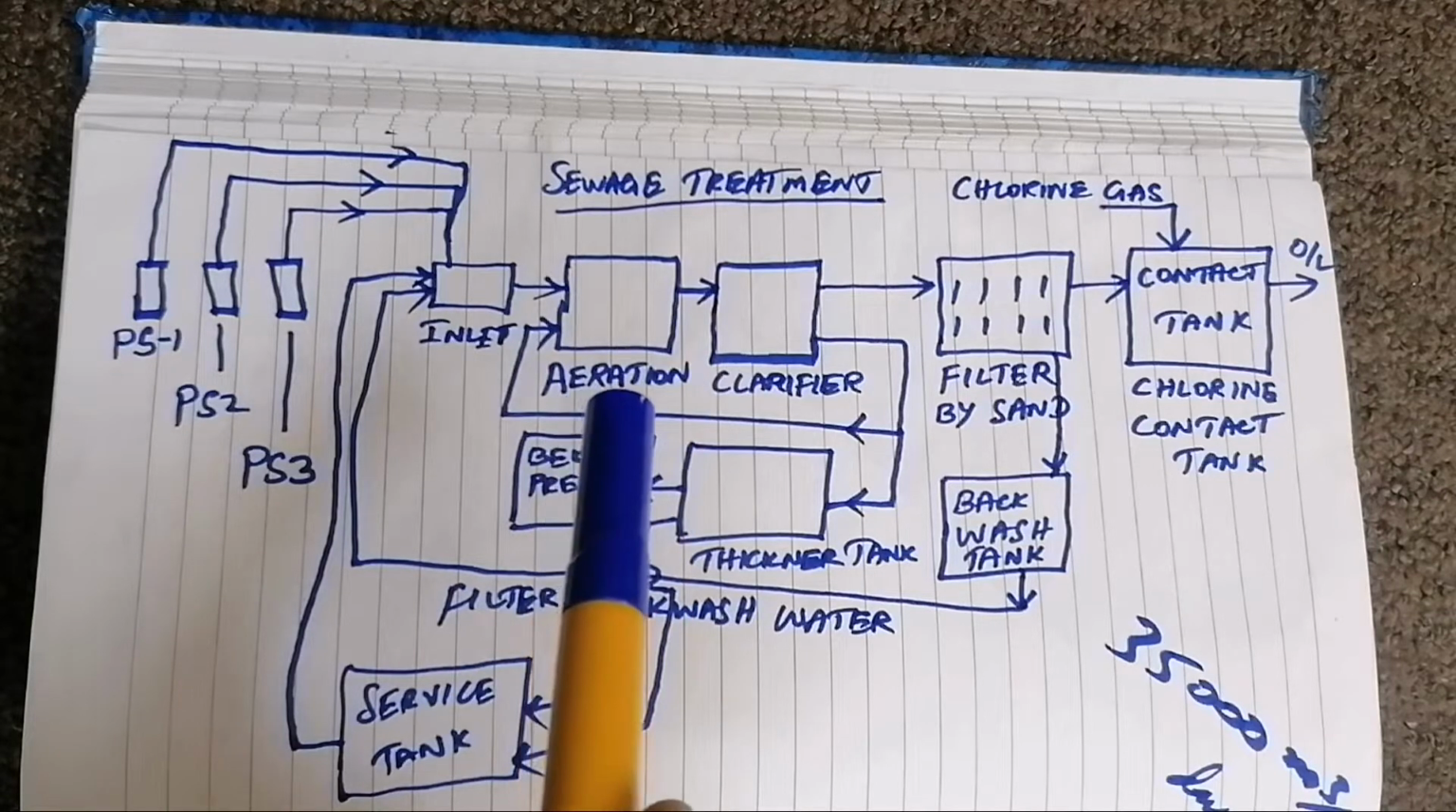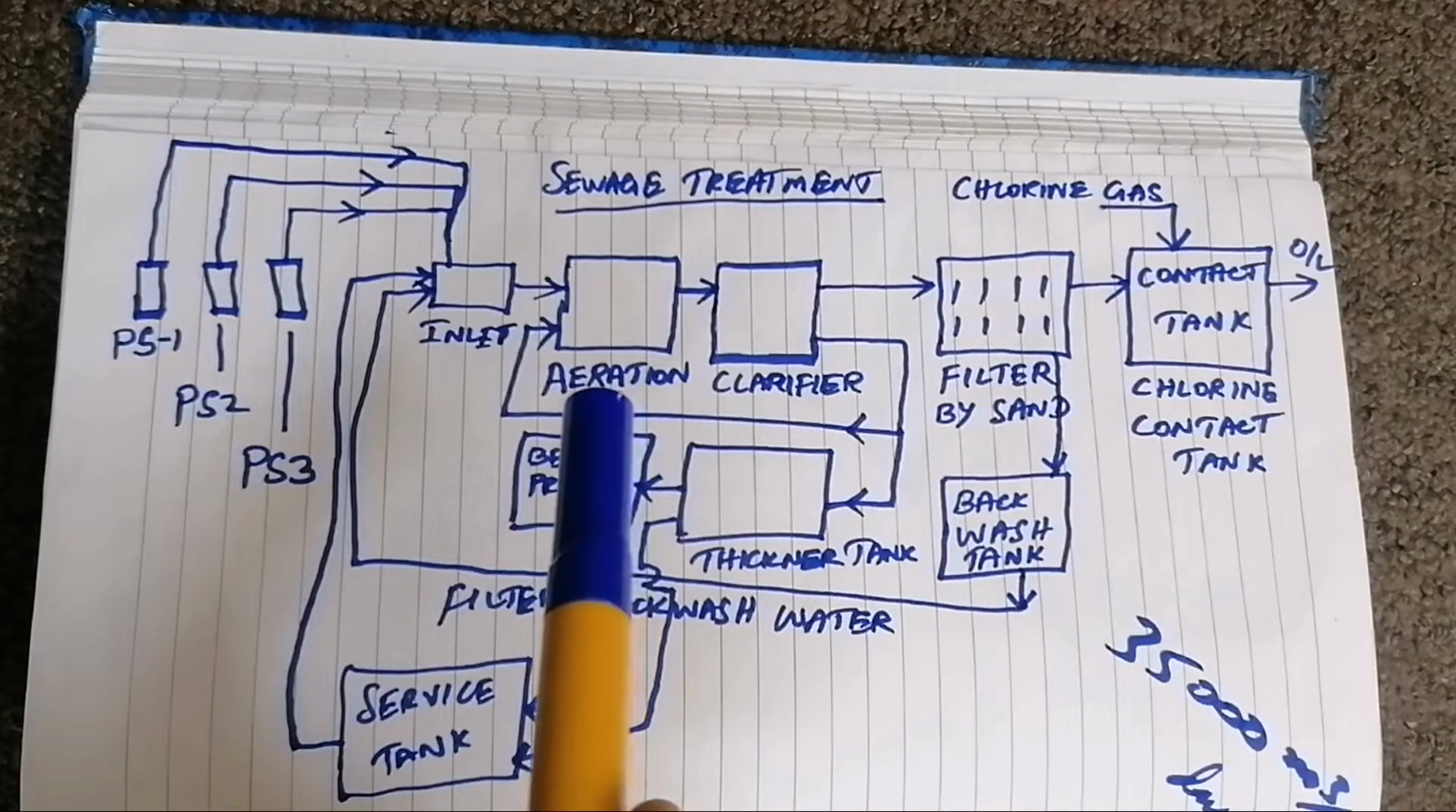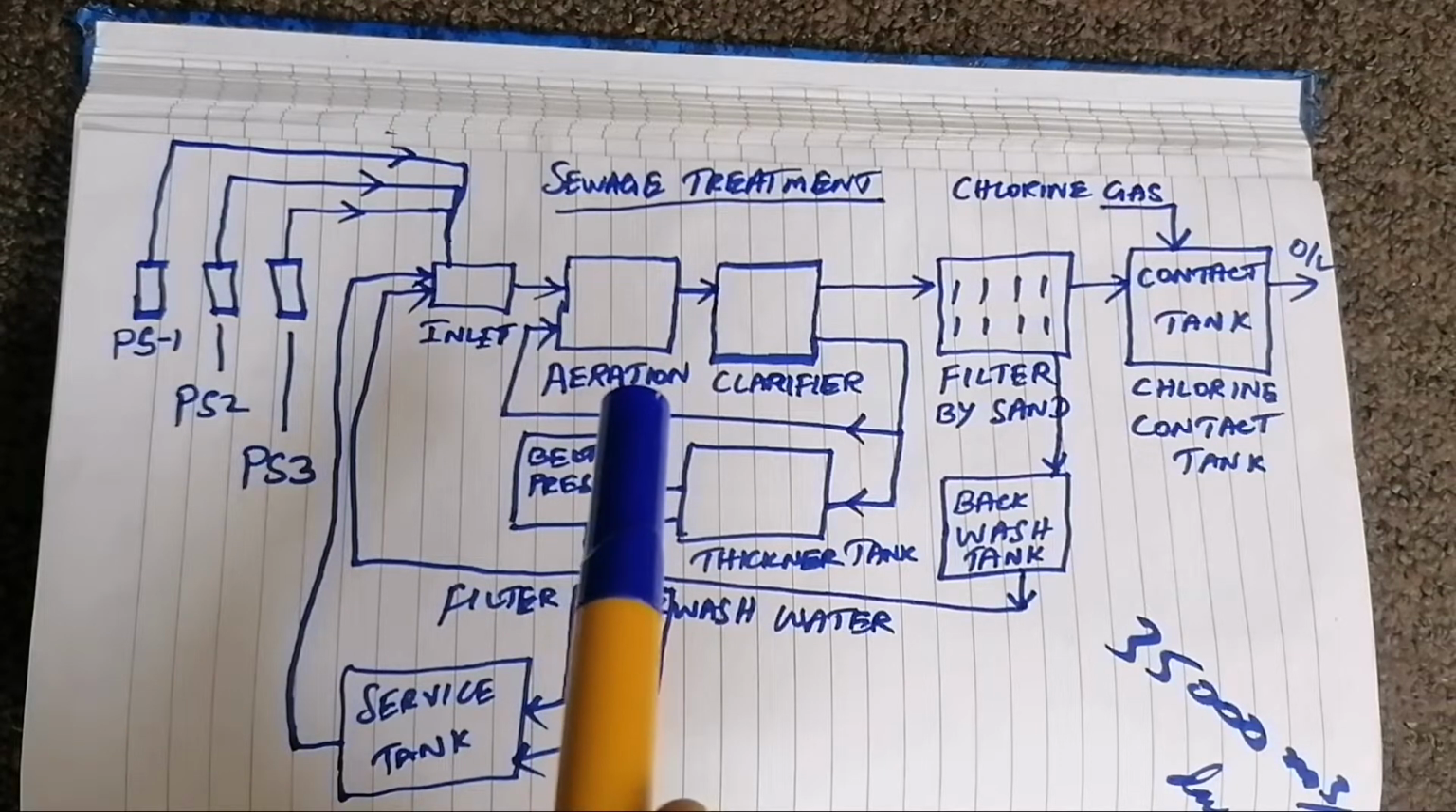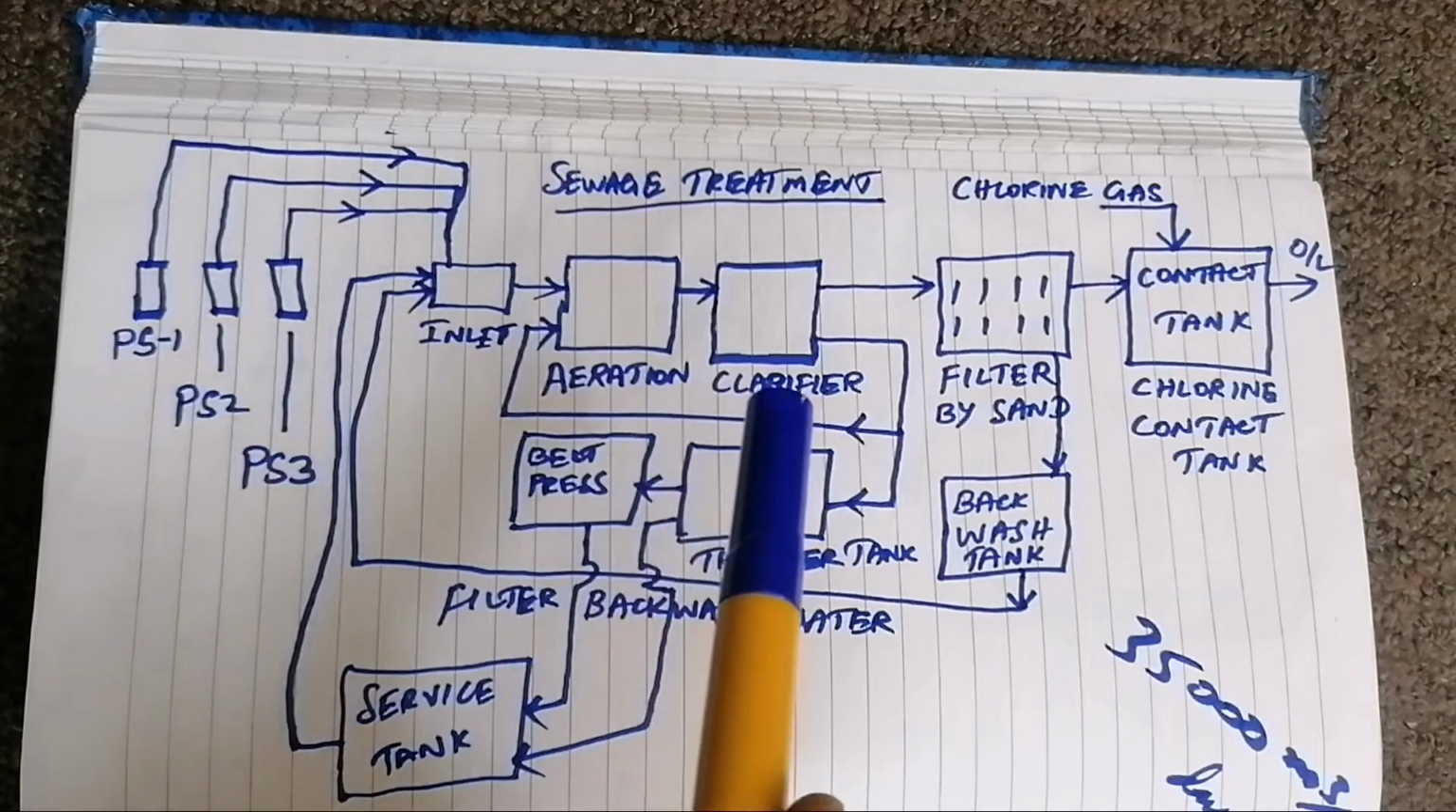How do we treat it? By using aerators, surface aerators. The surface aerators make contact between the water and air. This is the aeration process. Once the aeration finishes, the water is biologically treated, and then the water will go from aeration to the clarifier.